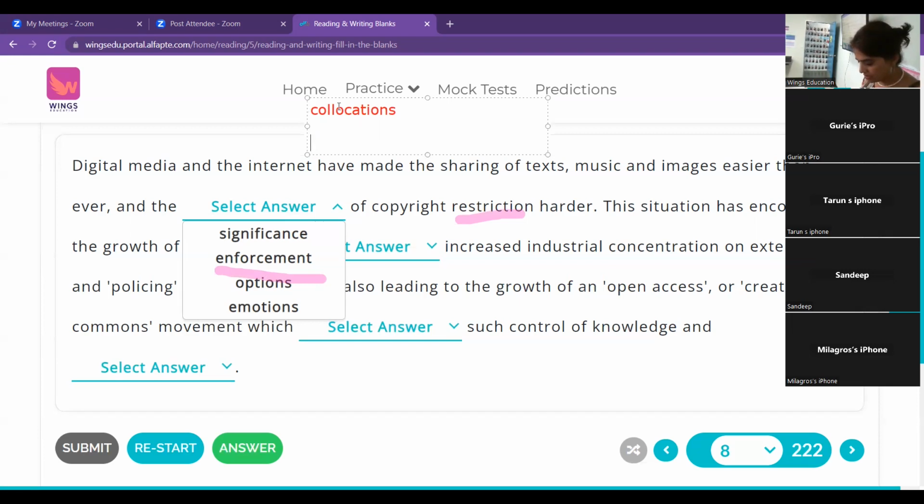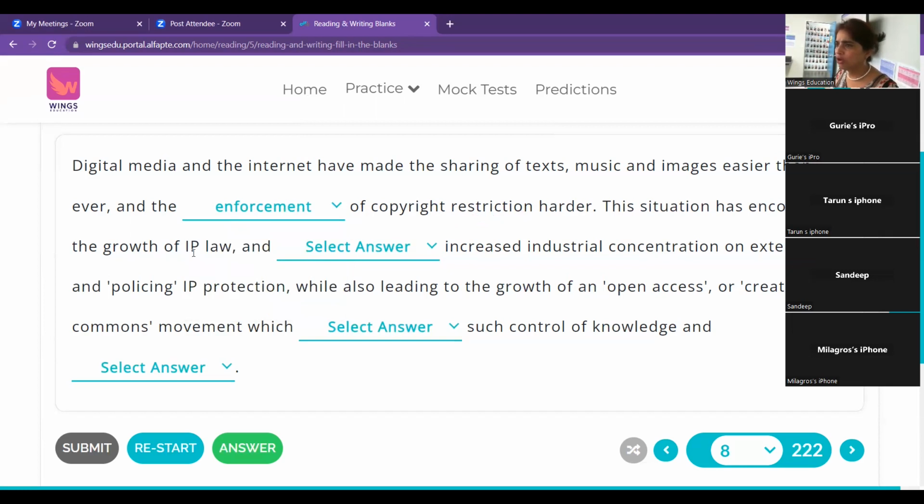With the word restriction, which word am I using? Enforcement of restrictions. So you put these words together, always. You can't say dancing of restrictions. That doesn't make any sense, does it? So collocations, words that always sit together. All right. Okay.